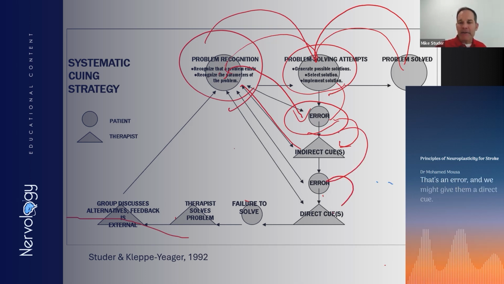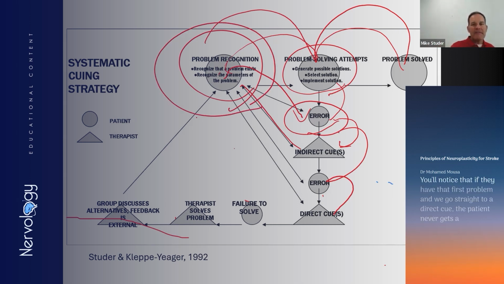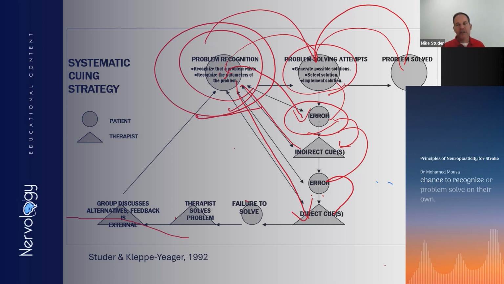I've solved it. If after an indirect cue, "I wonder if there's something holding that wheel," they don't get it, that's an error, and we might give them a direct cue. "You've left the brake on your left wheel." You'll notice that if they have that first problem and we go straight to a direct cue, the patient never gets a chance to recognize or problem solve on their own.